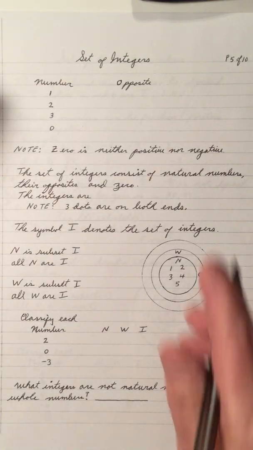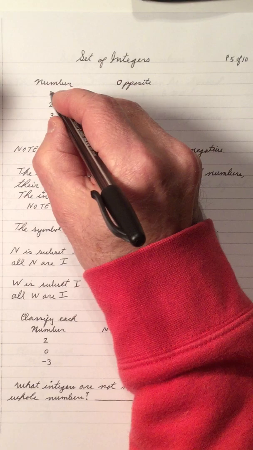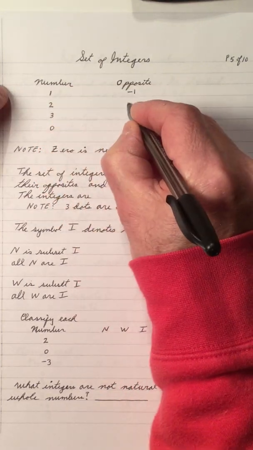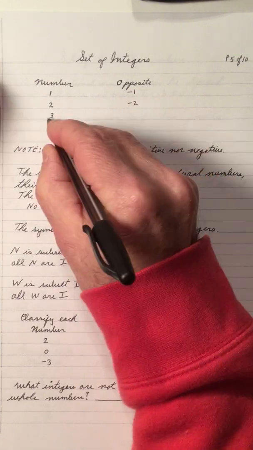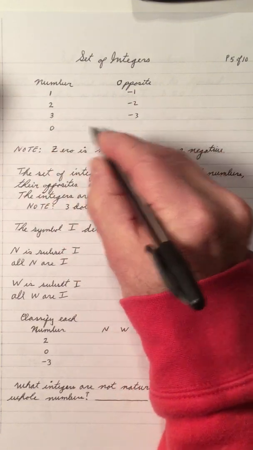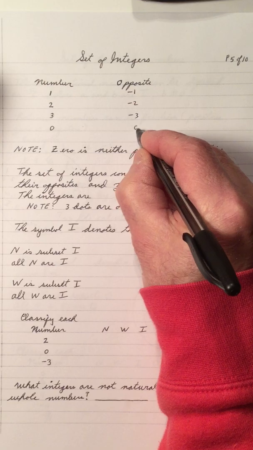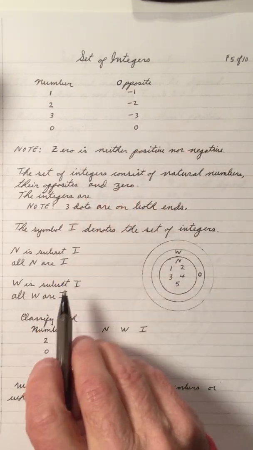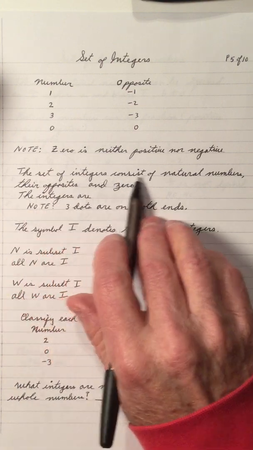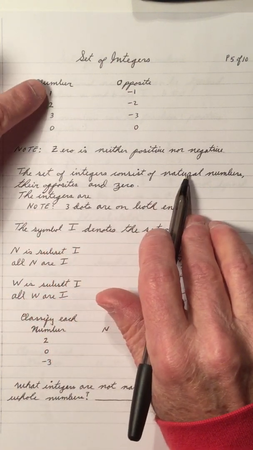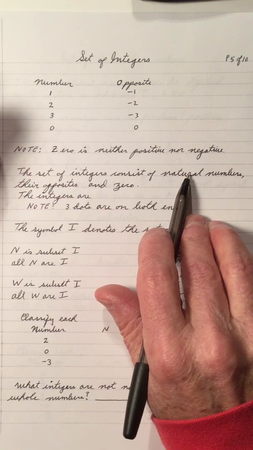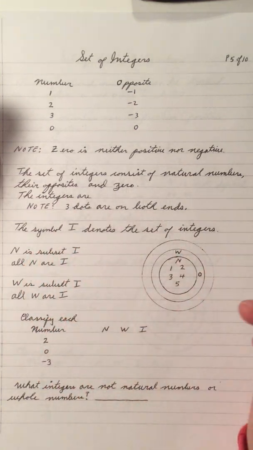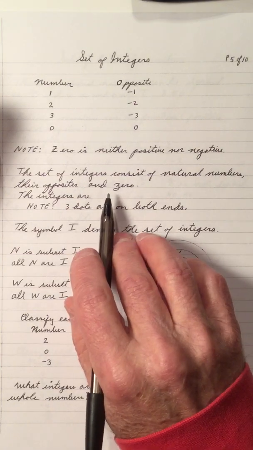Let's look at the set of integers. You've heard them before. Number 1, its opposite is -1. 2, opposite, -2. 3, opposite, -3. 0, opposite is 0. 0 is neither positive nor negative. The set of integers consists of the natural numbers, which is 1, 2, 3, 4, 5, 6, 7, and so on, their opposites, -1, -2, -3, -4, -5, and so on, and 0.